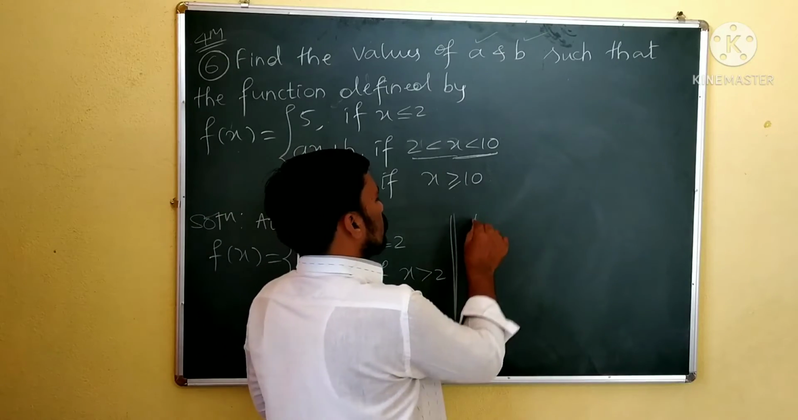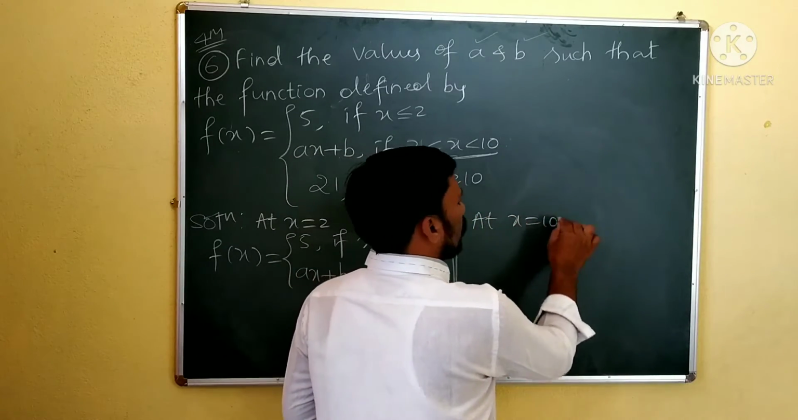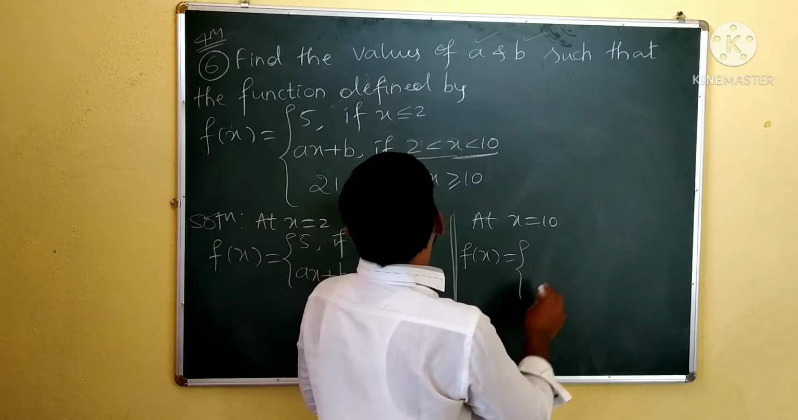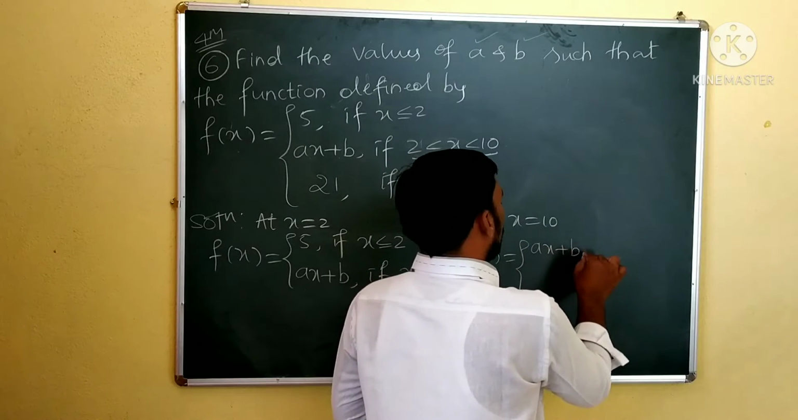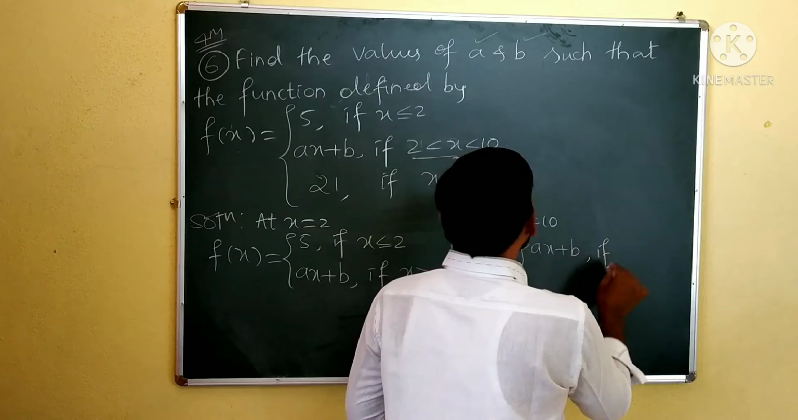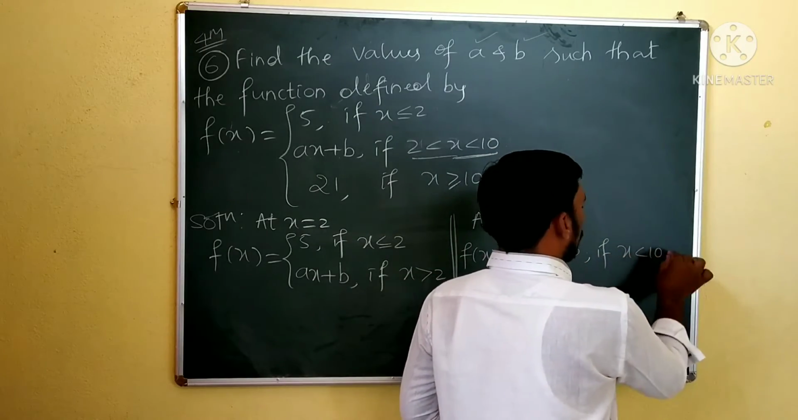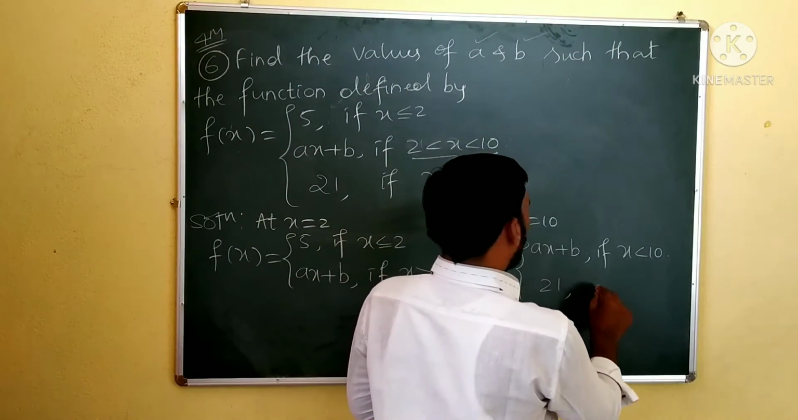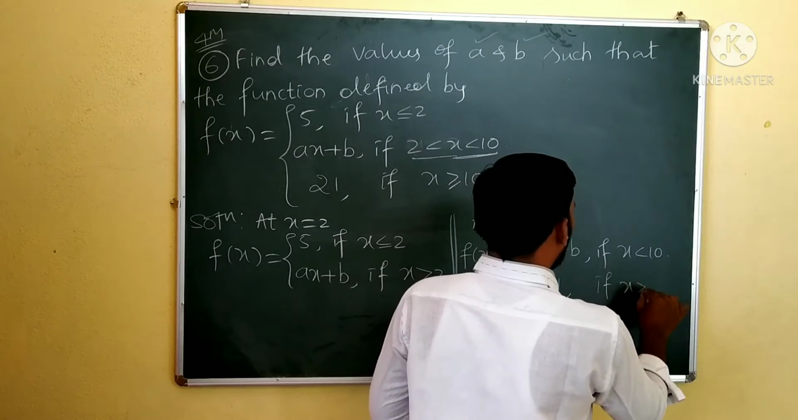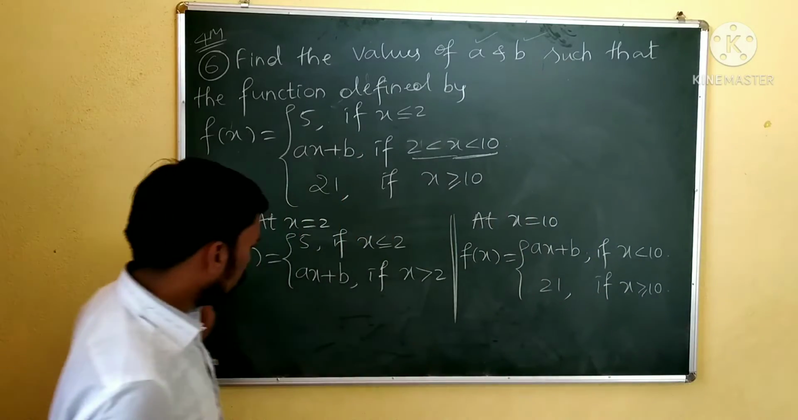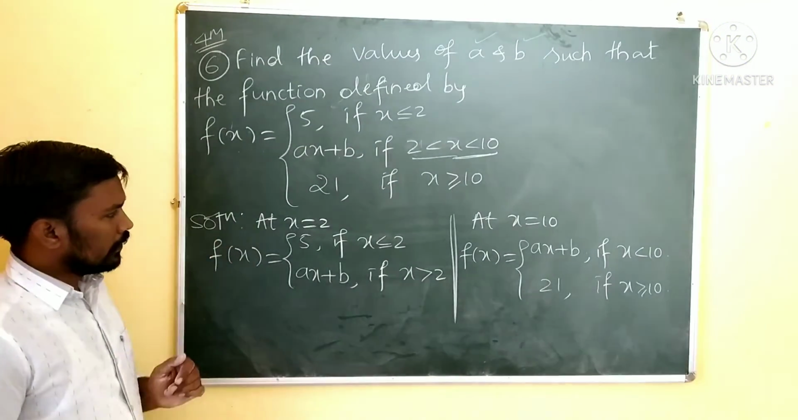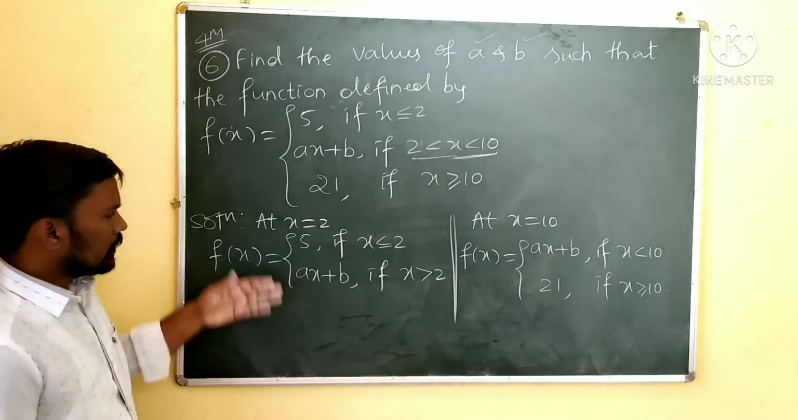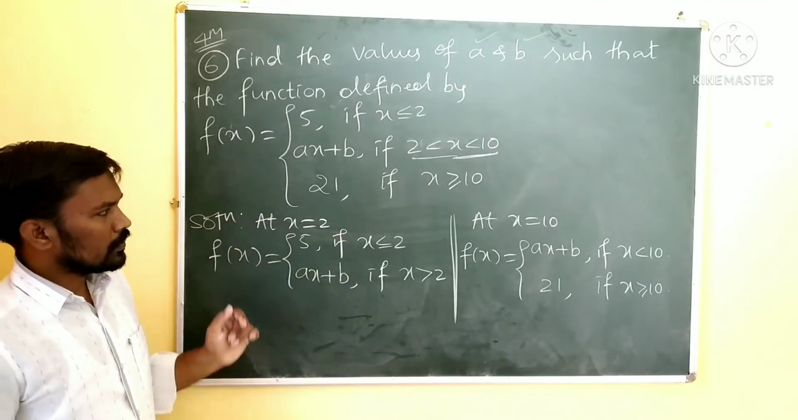Similarly, at x is equal to 10, the second limit point, f of x is equal to ax plus b if x is less than 10, and f of x is equal to 21 if x is greater than or equal to 10. So like this, we can divide the given function into 2 parts for the 2 given limit points. At x is equal to 2, f of x value is 5 if x is less than or equal to 2. Okay, let us rewrite the function for these 2 limit points separately.